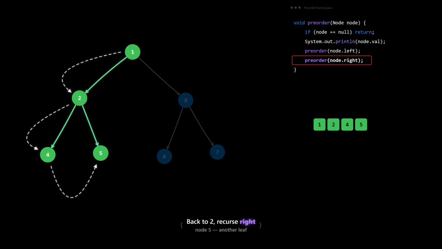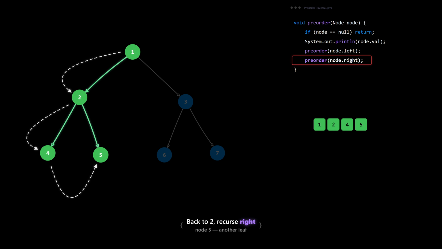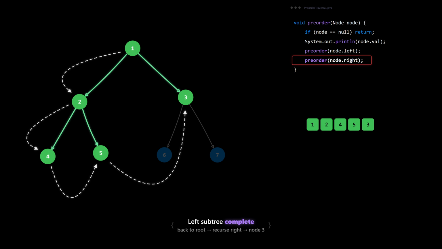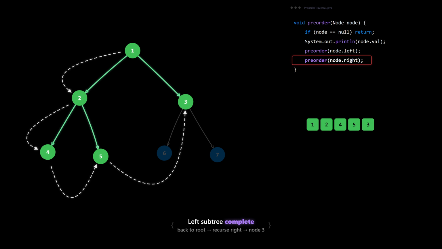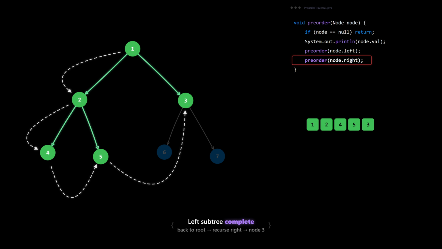The entire left subtree of the root is now in the output. 1, 2, 4, 5. Both calls from node 2 are done. We unwind back to the root, node 1. Left subtree is complete. Now we recurse right, land on node 3 and print it. 3 goes in after the whole left side.